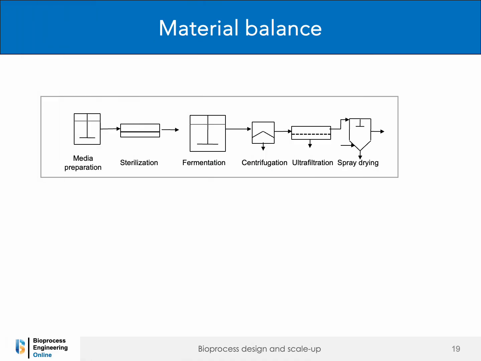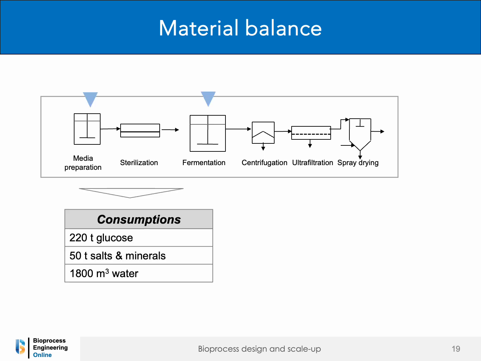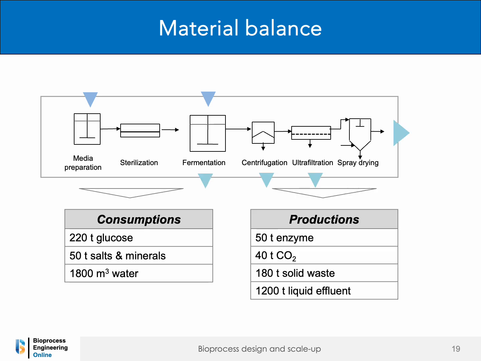Materials consumption and production are initially assessed at each unit operation and across the entire process. For the enzyme production bioprocess, the annual consumption comprises 220 tons of glucose, 50 tons of salts and minerals, and 1,800 cubic meters of water. At the same time, the bioprocess yields 50 tons of powdered enzyme, 40 tons of CO2 from the fermentation process, 180 tons of solid waste resulting from centrifuge biomass, and 1,200 tons of liquid effluent originating from the ultrafiltration permeate.